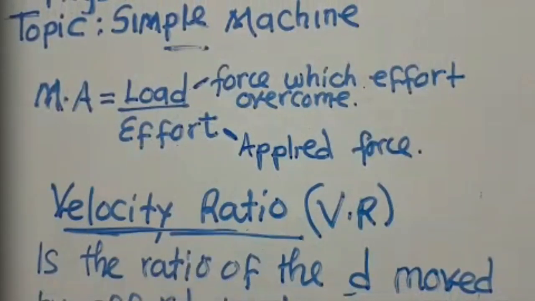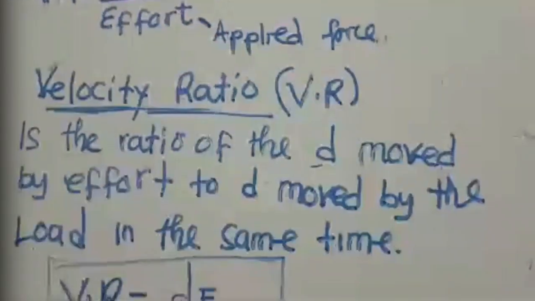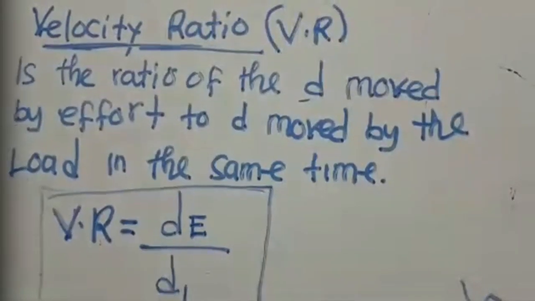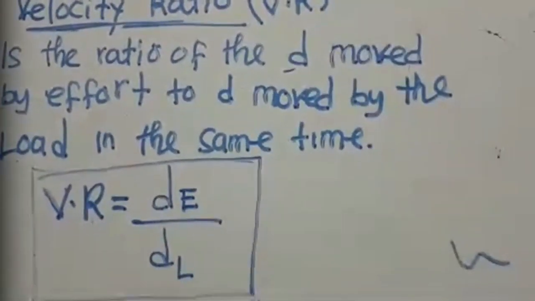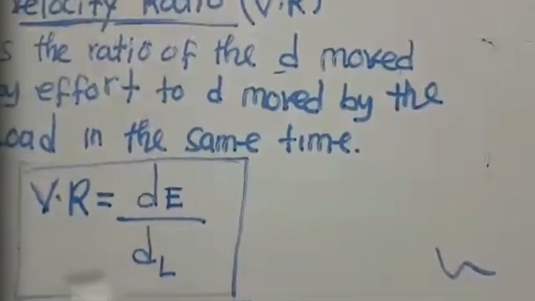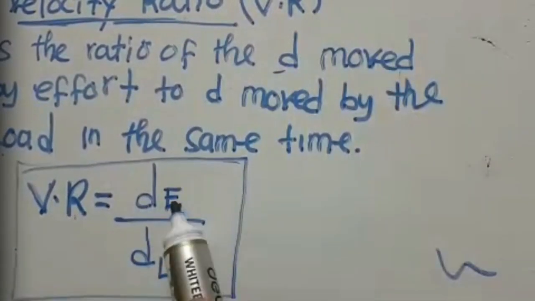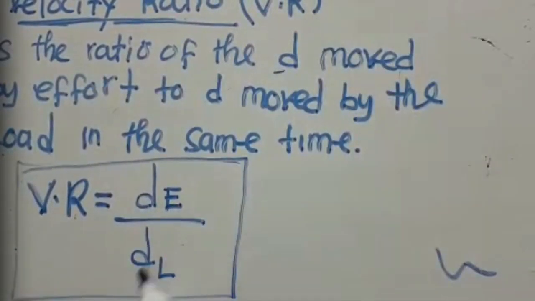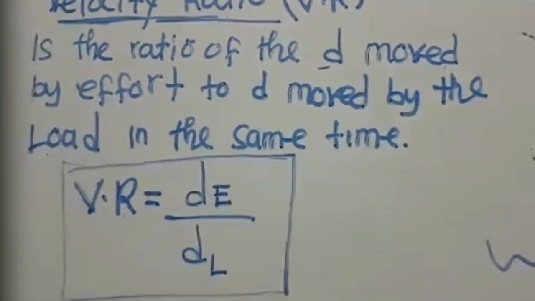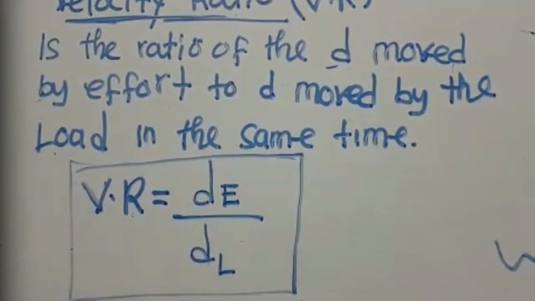But when I go to this one here, this is velocity ratio. Velocity ratio, I'm now talking about distance. Distance moved by what? Effort over distance moved by load. So this is what you need to know. This is what you need to understand. Hope you are able to see.